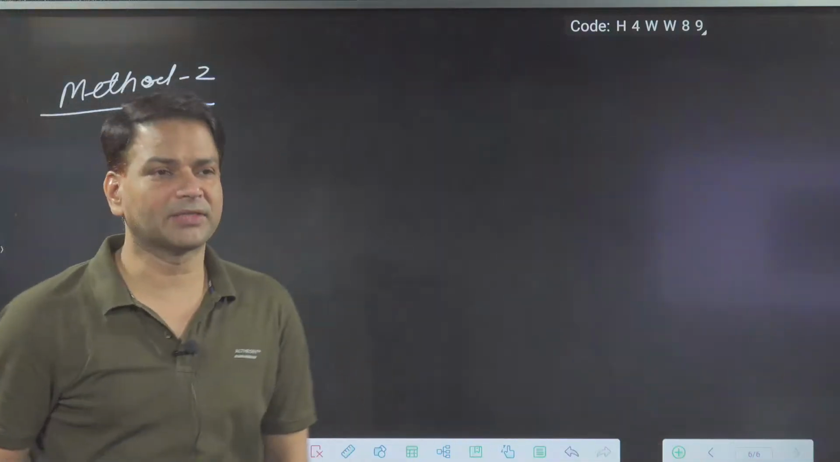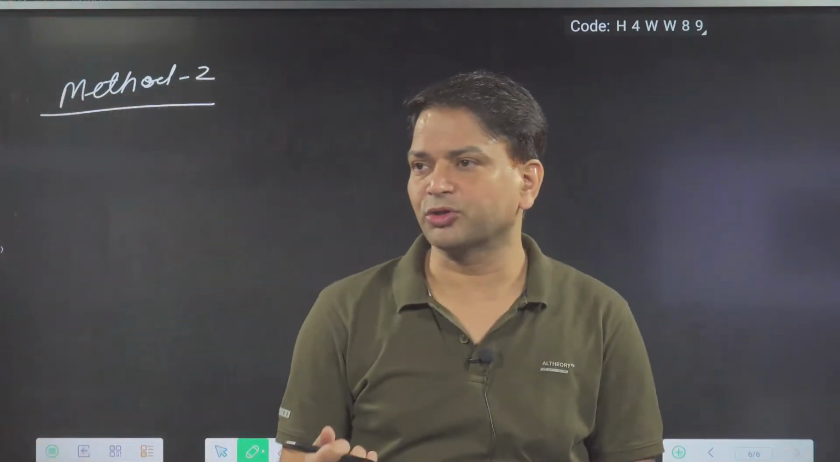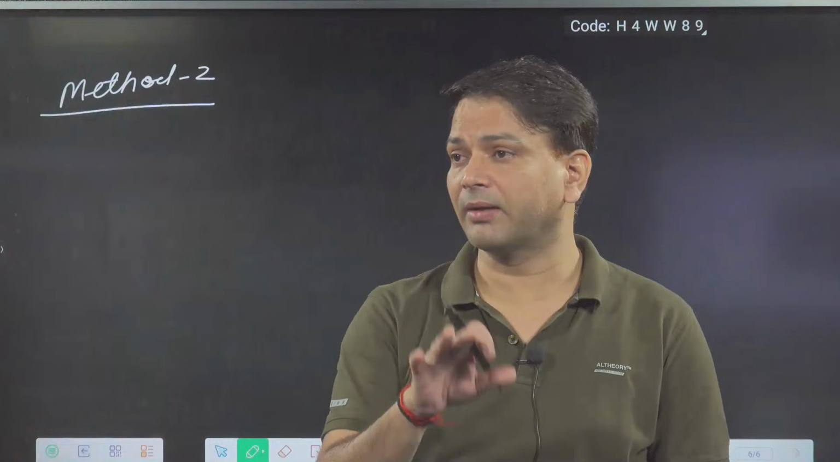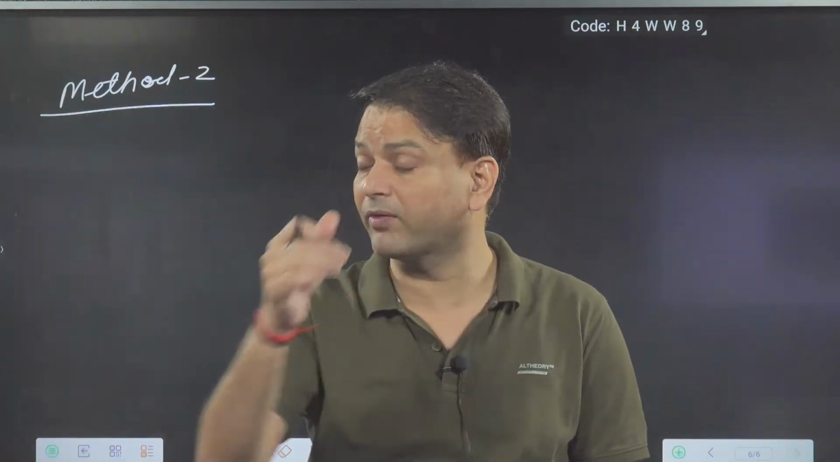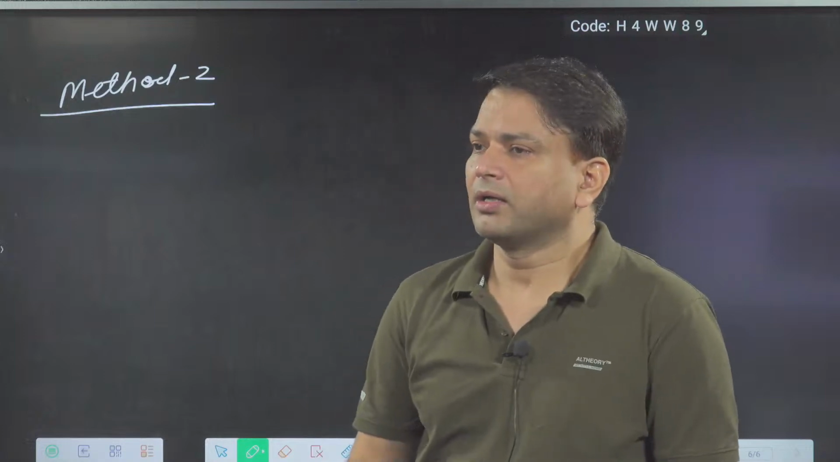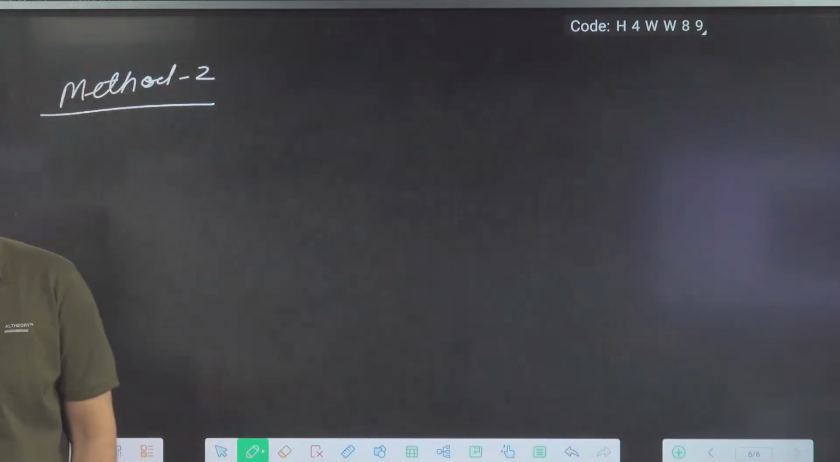What is method 2? Suppose I am asking for the dimension of force in terms of MLT. We know the dimension is MLT minus 2, meaning M power is 1, L power is 1, T power is minus 2. Now I am changing the fundamental system. I am taking FVT as fundamental.